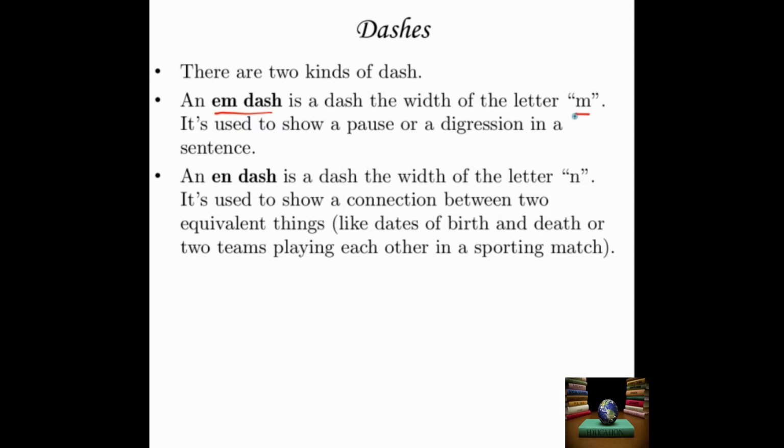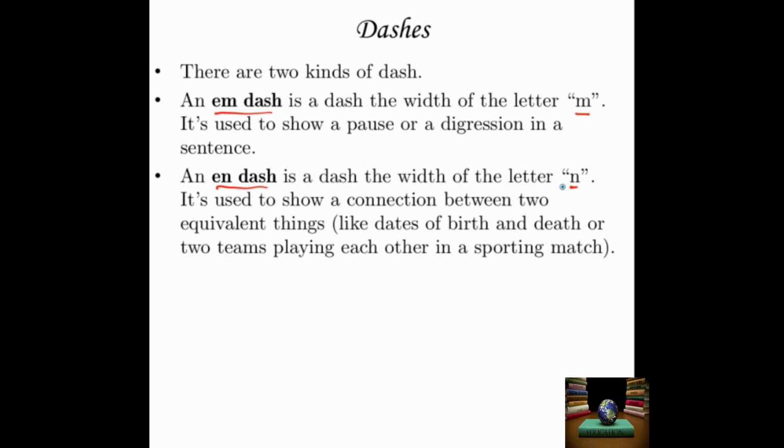An N dash is a little bit different. It's a dash the width of the letter N, so it's a little bit shorter. It almost looks like a hyphen. It's longer than a hyphen, but shorter than an M dash. Occasionally you have to get a little ruler out to measure your dashes, but once you get used to seeing the difference, you'll be able to pick it out pretty easily.